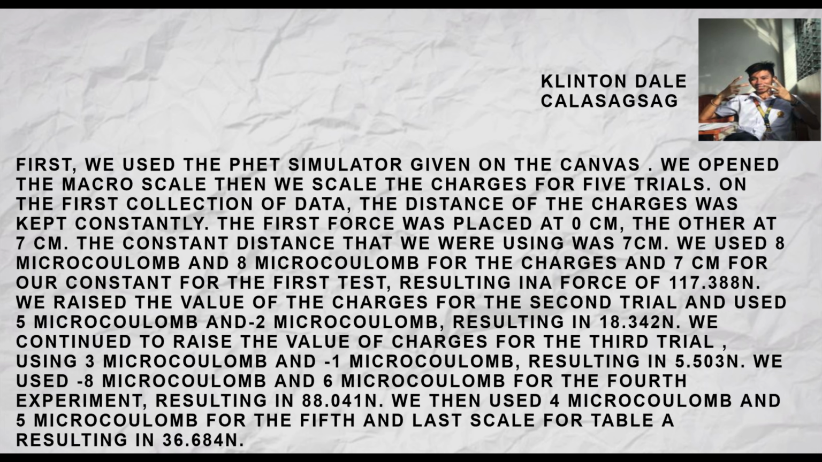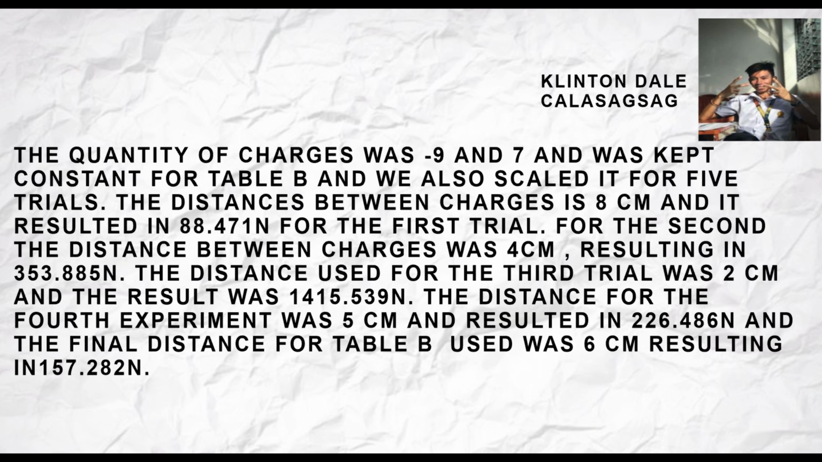5.503 Newton. We used negative 8 microcoulomb and 6 microcoulomb for the fourth experiment, resulting in 88.41 Newton. We then used 4 microcoulomb and 5 microcoulomb for the fifth and last scale for table A, resulting in 36.684 Newton. The quantity of charges was negative 9 and 7 and was kept constant for table B, and we also scaled it for 5 trials.